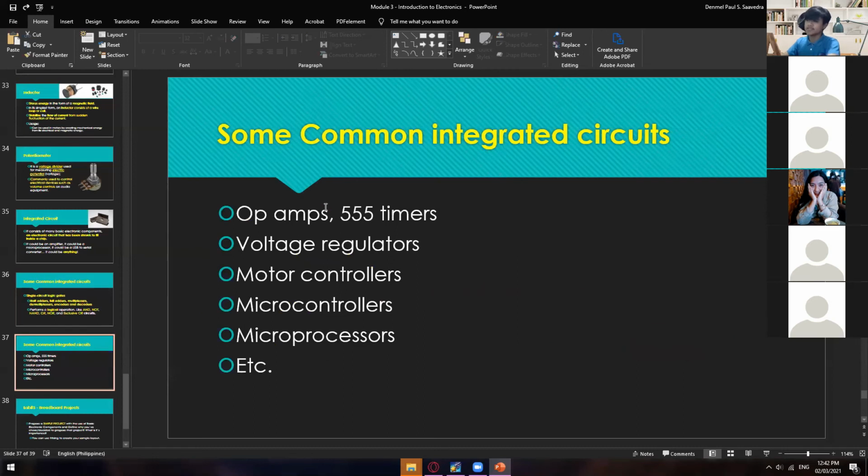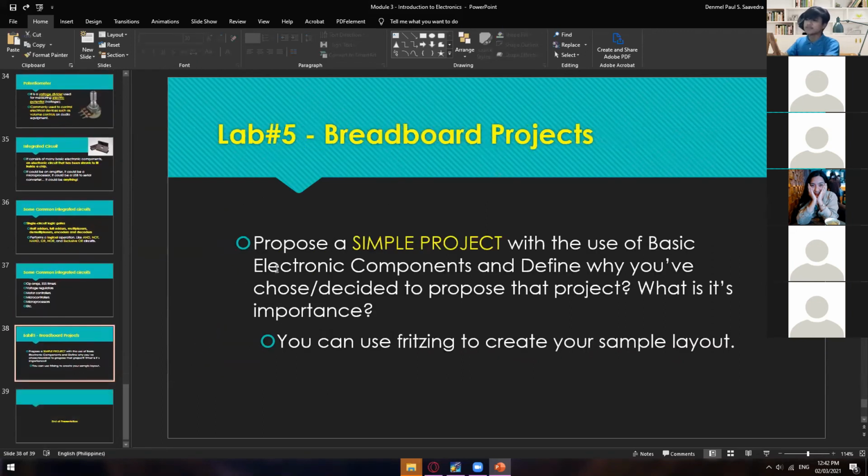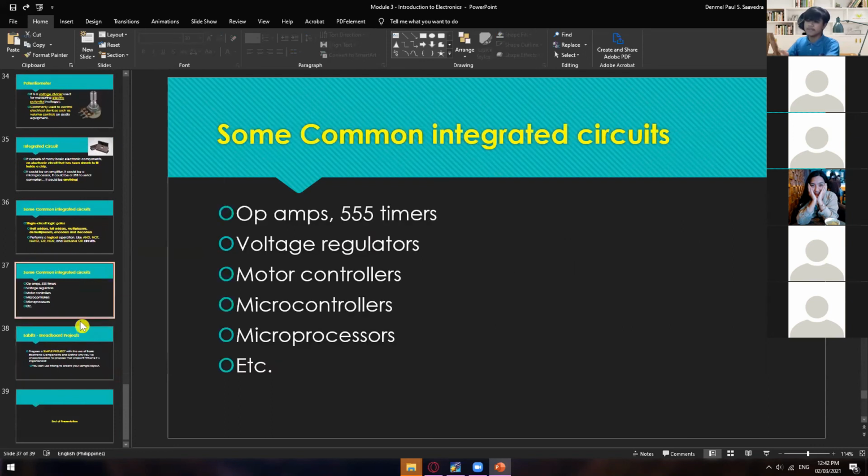And then here are some other common integrated circuits. We have, of course, the op amps, which are very common, and then we have the 555 timers, which are also common, voltage regulators, motor controllers, microcontrollers, microprocessors, and many more. So that's it for the basic introduction to electronics.